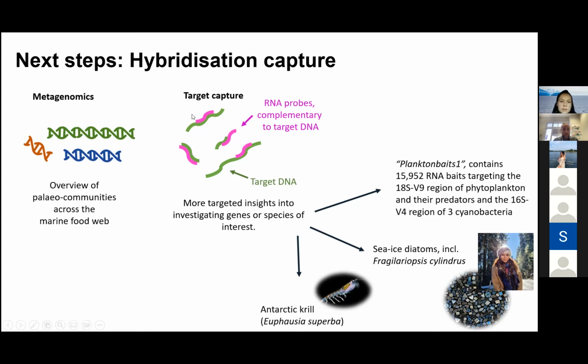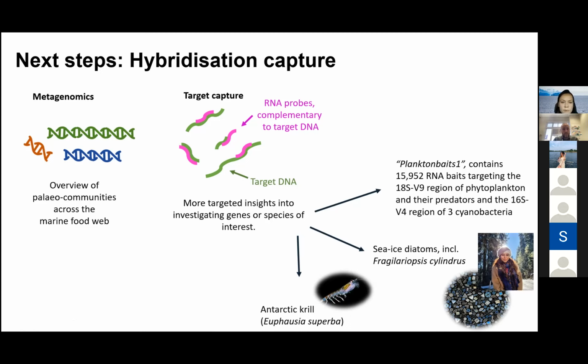And this is something that we're looking to apply to these samples and other samples from Antarctica in the future. There's one bait set that we basically have ready to go. It's called HABbaits1. We've developed that previously, and it's got baits made based on the 18S V9 region of lots and lots of different phytoplankton and their predators, and also three widely distributed cyanobacteria.